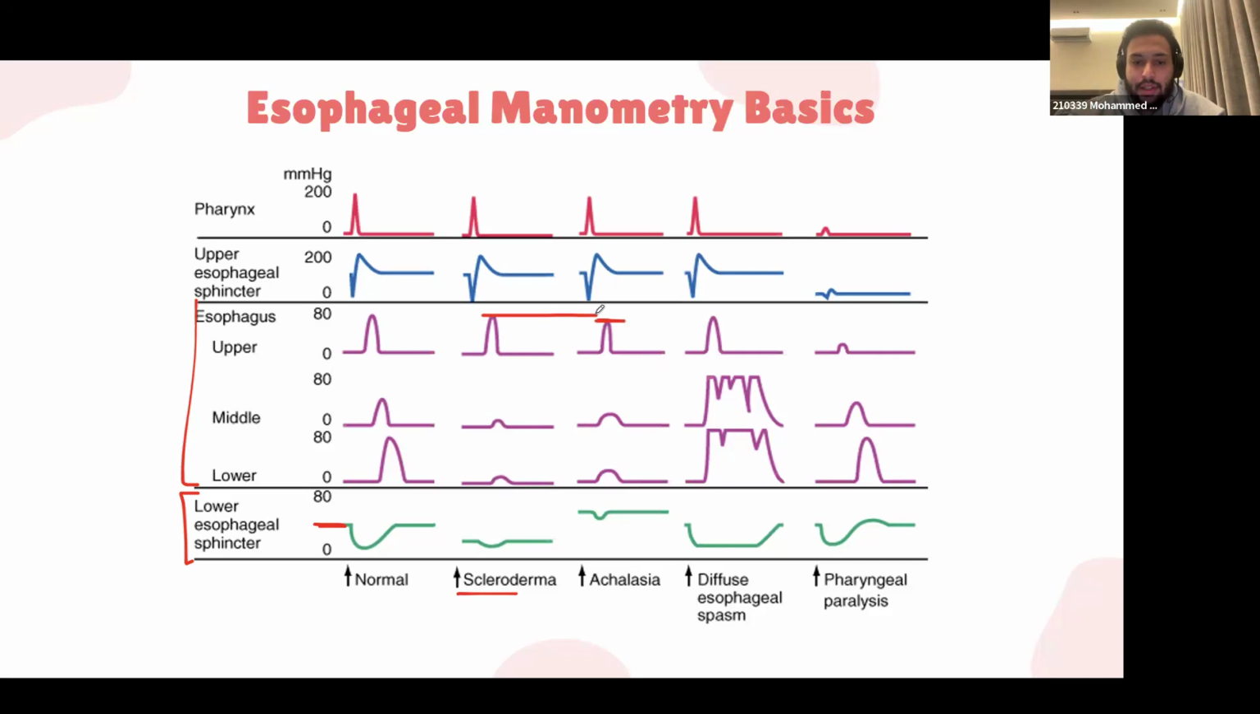This is the normal, and then this is the upper esophagus in achalasia. The middle and lower, obviously very, very abnormal. Then the lower esophageal sphincter, the pressure is so high, okay? So food cannot pass through.